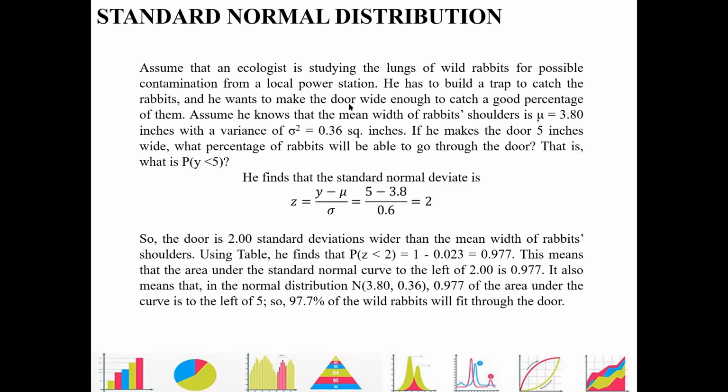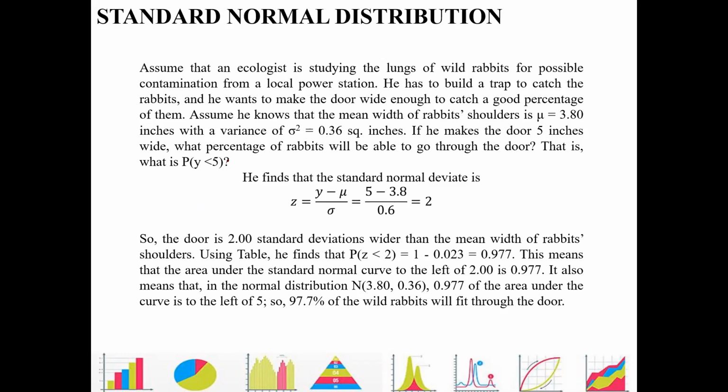Assume he knows that the mean width of rabbit shoulders is 3.8 inches with a variance of 0.36 square inch. If he makes the door 5 inches wide, what percentage of rabbit will be able to go through the door? That is, P of Y less than 5.